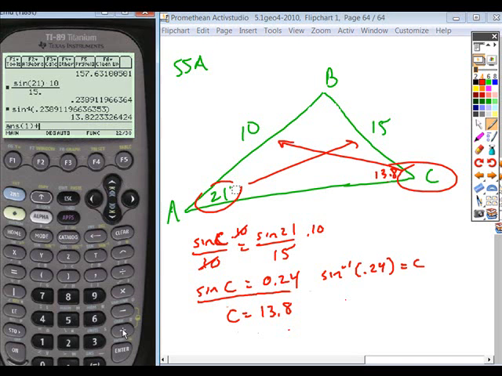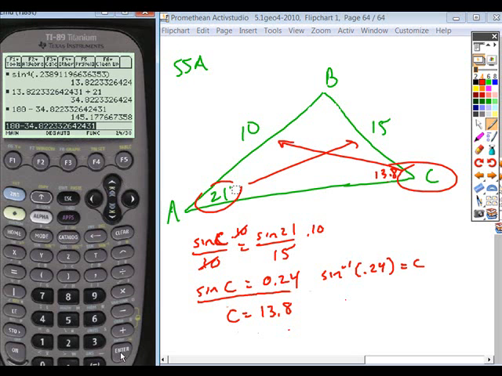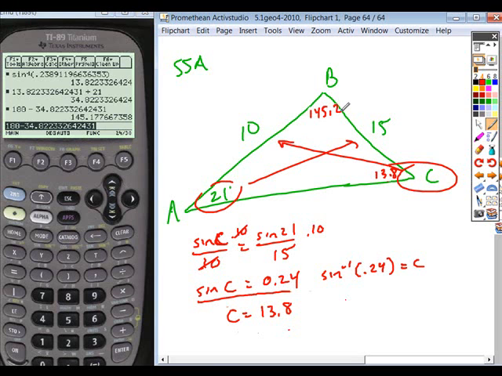Okay, and so now if we add this to 21 and then subtract that from 180, we get our angle up here to be 145.2. And again, if you add those together, confirm that you get 180. Those do confirm that. Okay, so here are your different possibilities.